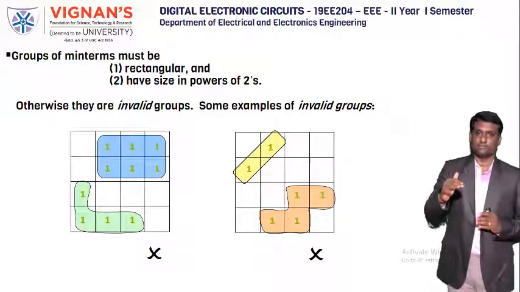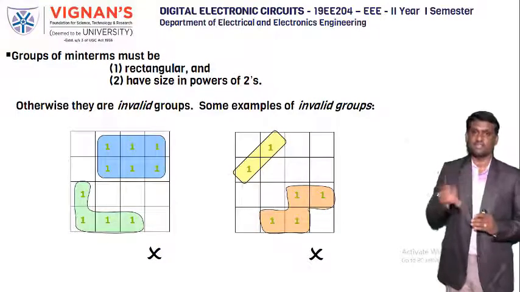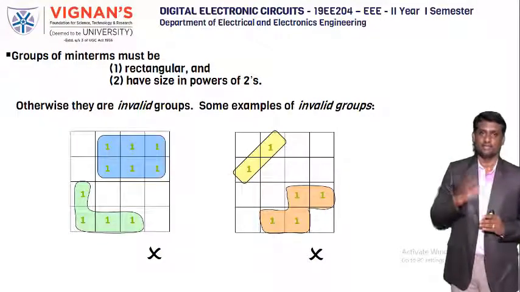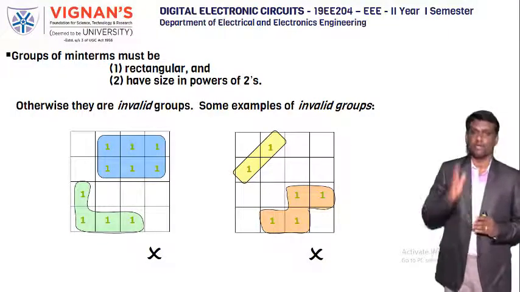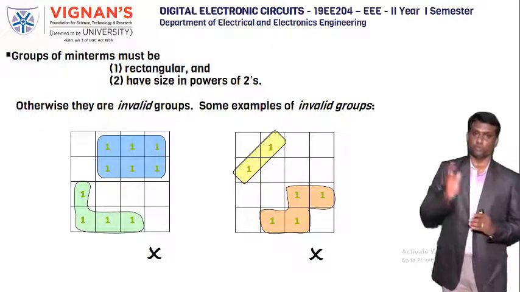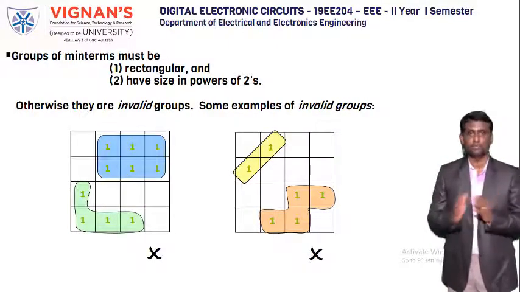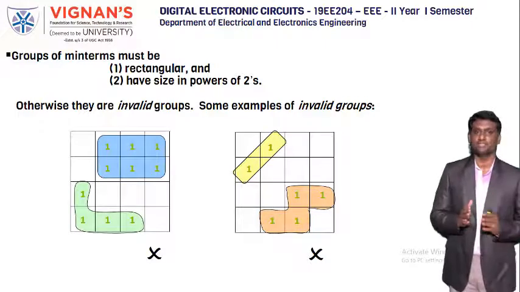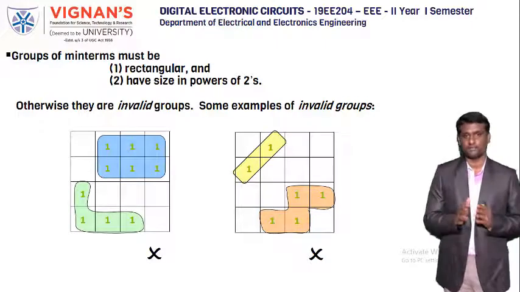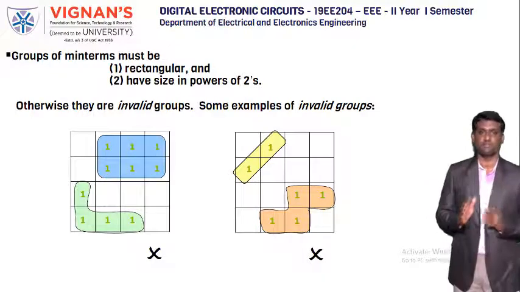And also, if you observe the first example, the 6 ones are grouped, but only powers of 2 we have to consider while grouping. That's why these 2 are the wrong representation of the grouping. These types of groupings won't be allowed in the K-map for the simplification of a Boolean function.